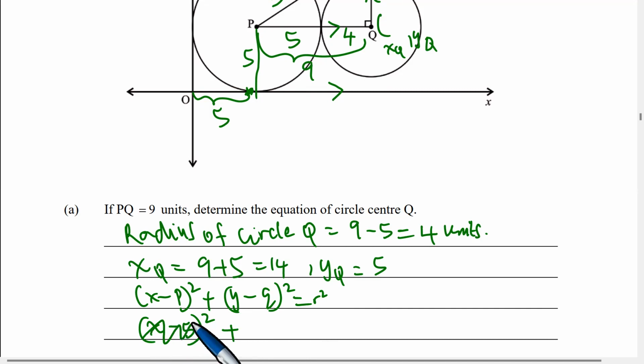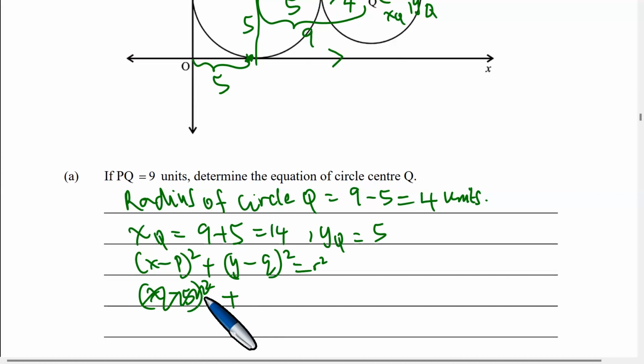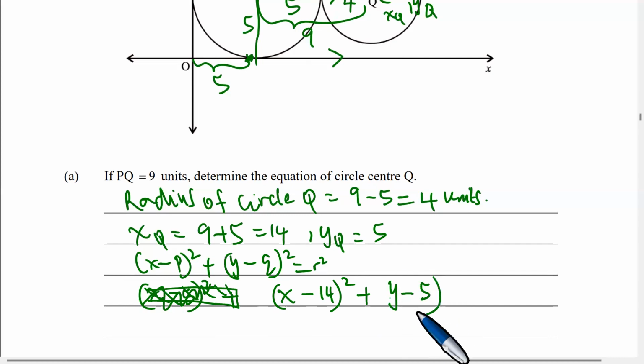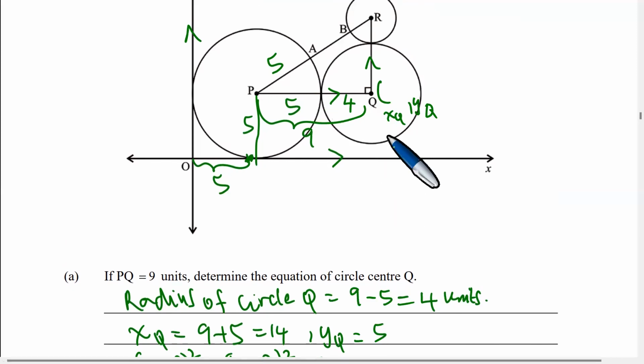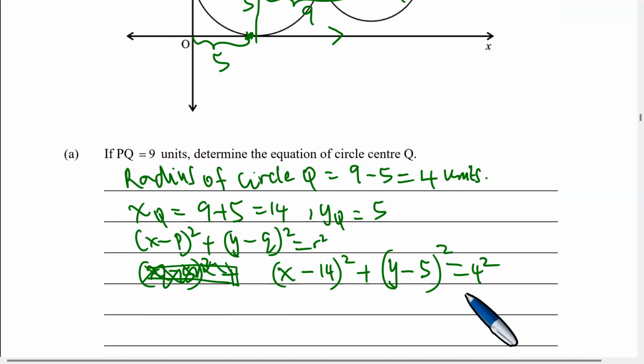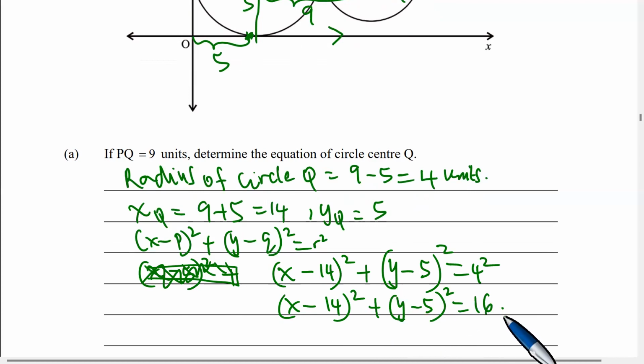So x minus 14, where x is 14 here, and then you square these. What is y at Q? We can see that y is 5. You square that, and that becomes the square of the radius. The radius is 4, so you have 4 squared. So this answer can be written as (x minus 14) squared plus (y minus 5) squared equals 16, and that is the answer.